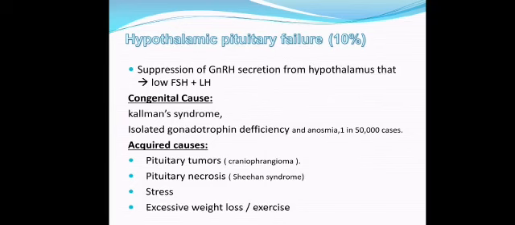Now, if you go into a bit more detail as a cause of anovulation, the causes of hypothalamic pituitary failure would be congenital or it could be acquired. This is difficult to treat because it can be due to a congenital problem like Kallmann syndrome. If it is an acquired cause, it can be due to pituitary tumor, pituitary necrosis, stress, exercise, excessive weight loss. So 10% of the people who are having anovulation would have hypothalamic pituitary failure.